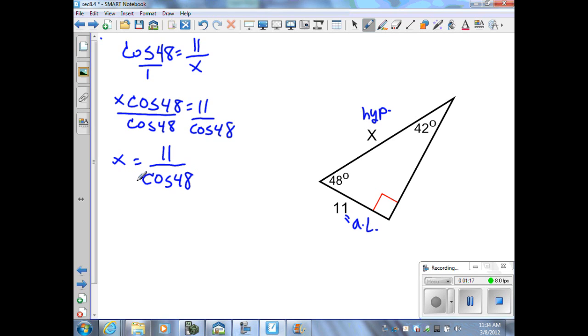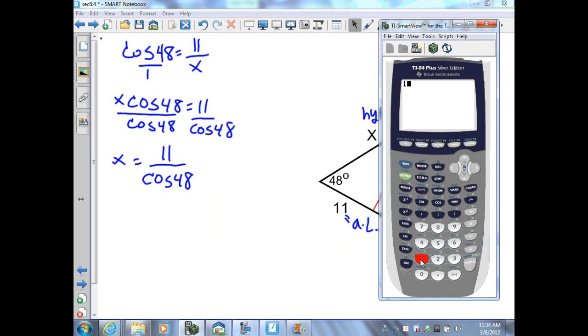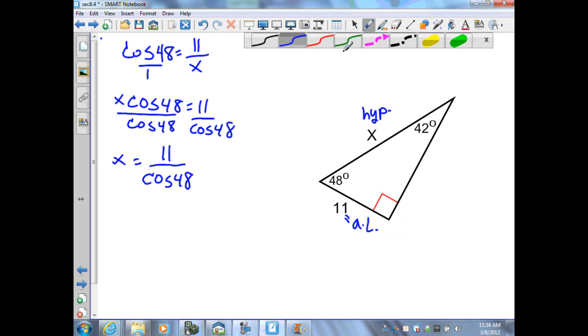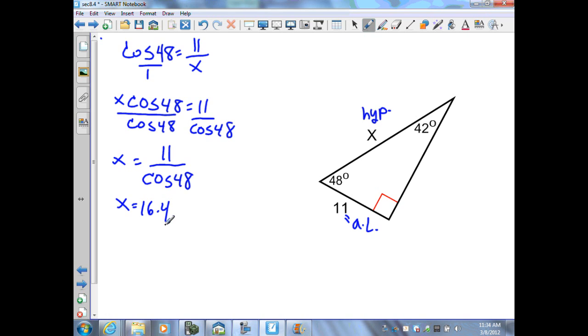Now, since I'm solving for a side, I just substitute that expression into my calculator. Here I have 11 divided by cosine 48. And that equals, when I round to the nearest tenth, 16.4. Therefore, x is equal to 16.4.